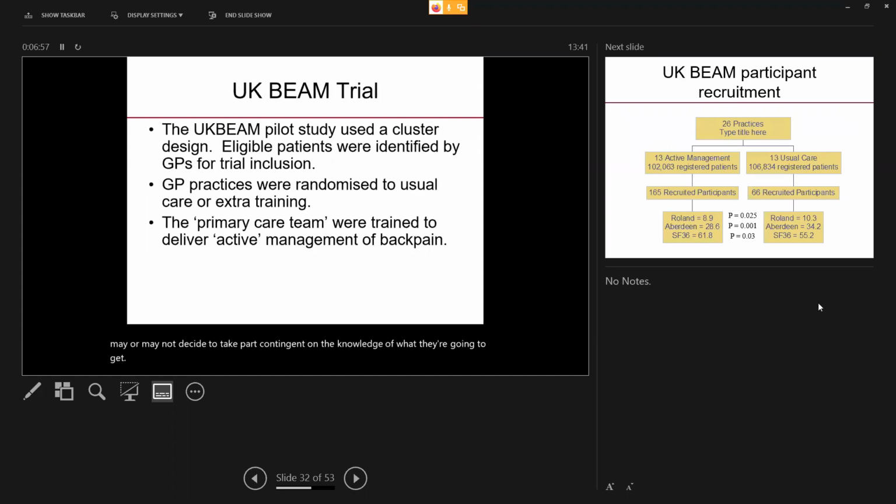So this is an example. This is a UK BEAM trial, undertaken in the 1990s. This is where we were training doctors on how to manage back pain patients, and GP surgeries were randomized. The GPs were supposed to recruit patients, on whom we would test the outcome to see whether training GPs gave a better outcome.